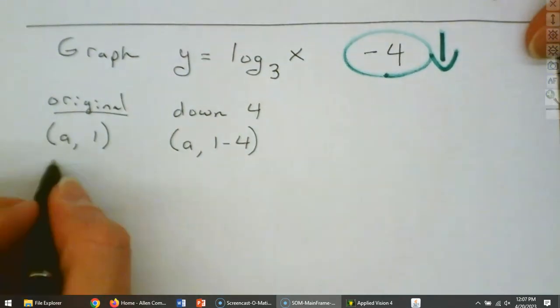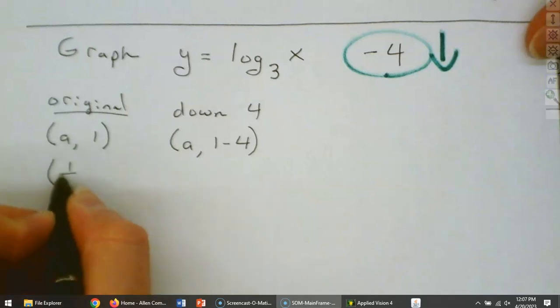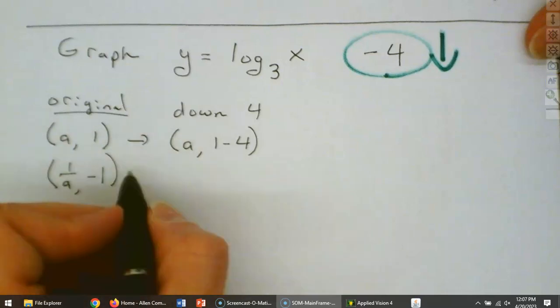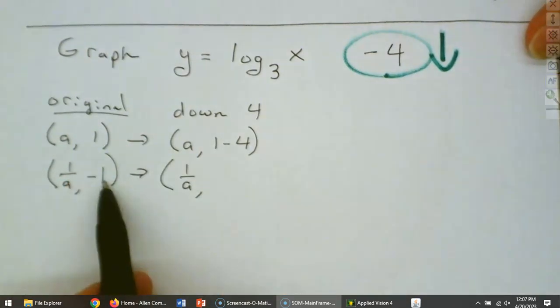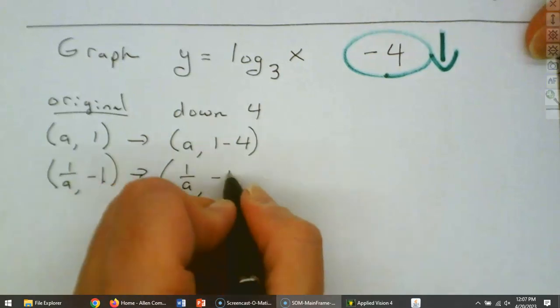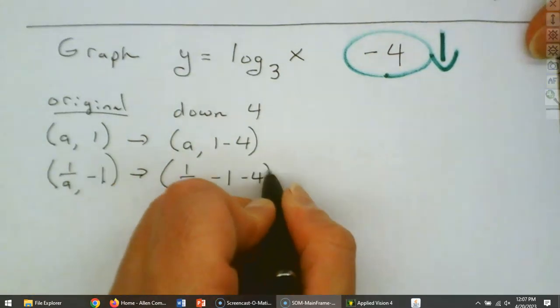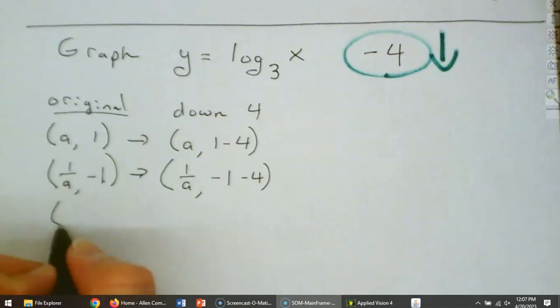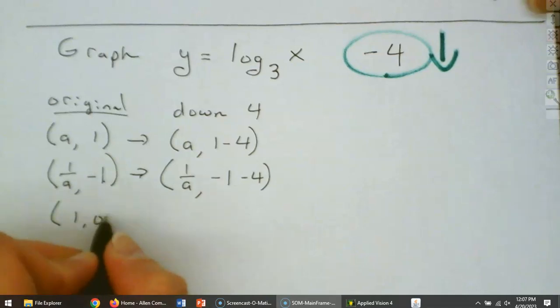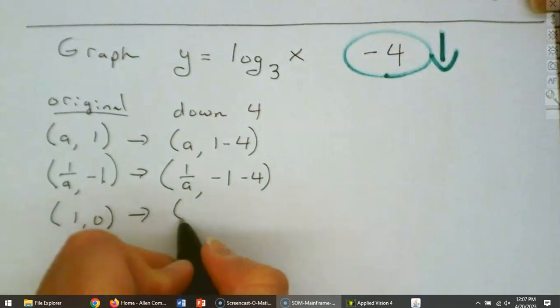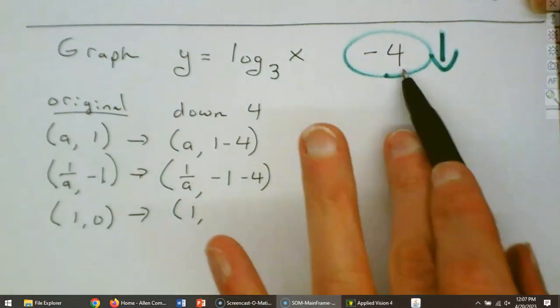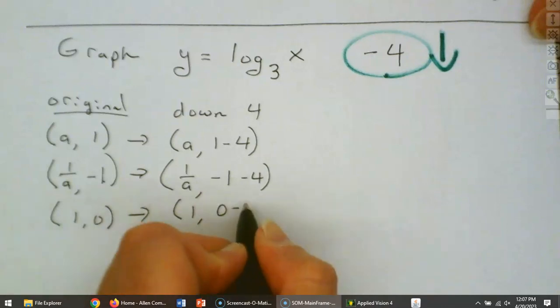And if our next one is (1 over a, negative 1), our new one would still be 1 over a, and we're going to move it down 4. So that's negative 1 minus 4. And our last point is (1, 0) for our original. We're going to move it down, again, 4 units. So that's 0 minus 4.